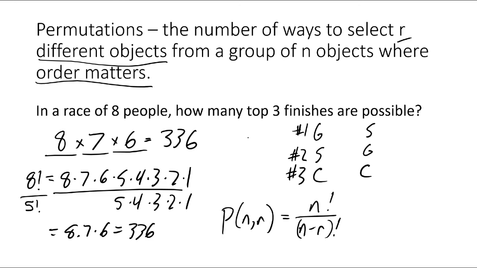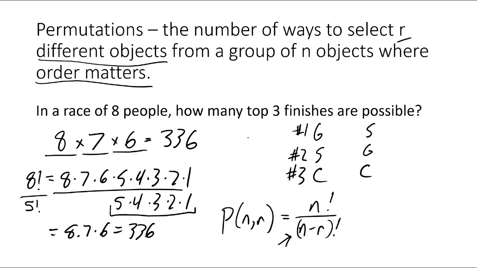So the denominator, n minus r factorial, represents the arrangements that we just really don't care about. Here we are concerned with the top 3 finishes. What we are not concerned with are the bottom 5 finishes. So basically we're dividing out the number of ways in which we could rearrange those bottom 5 competitors, because we just don't care what their outcomes are. We are only looking at the top 3 finishers. So that's where this denominator comes from.